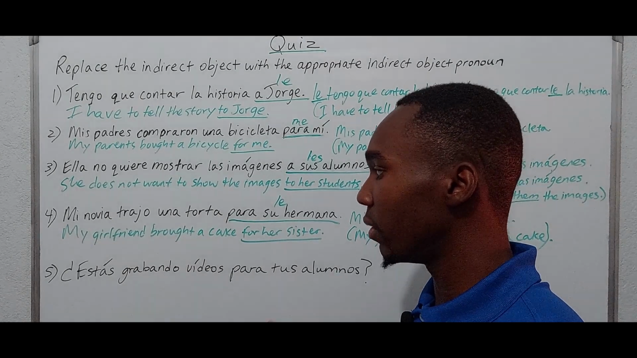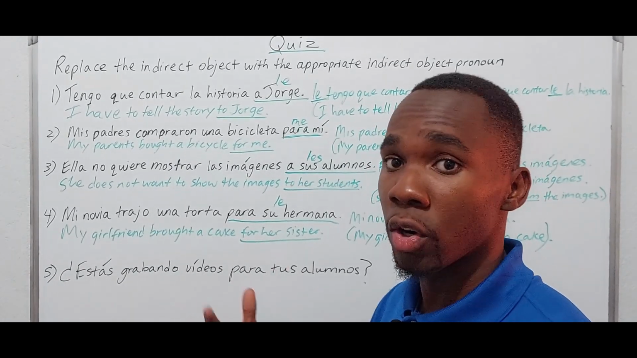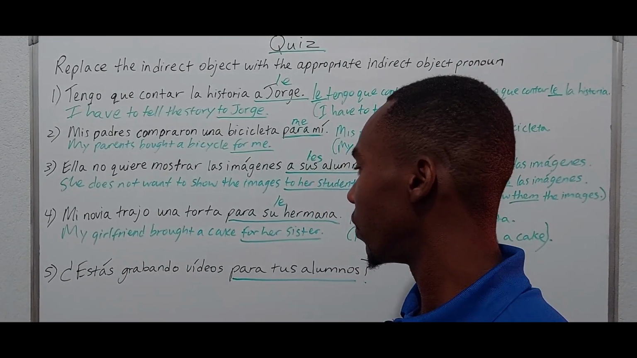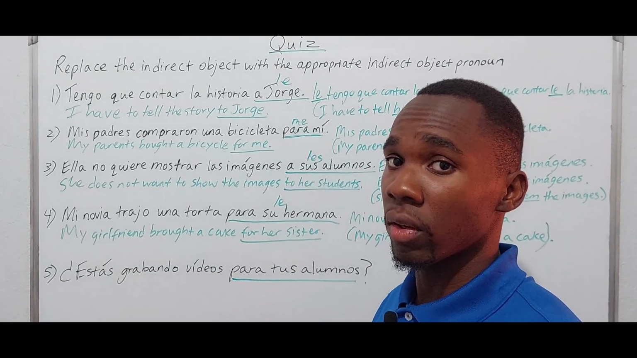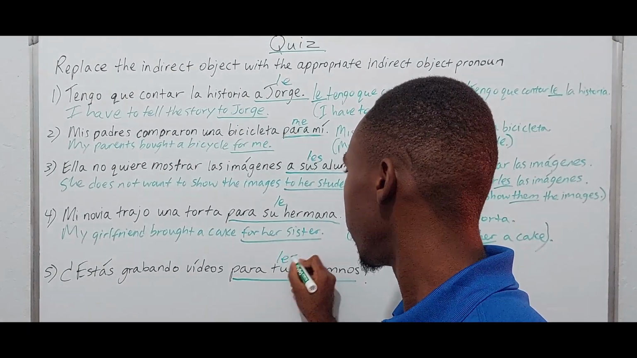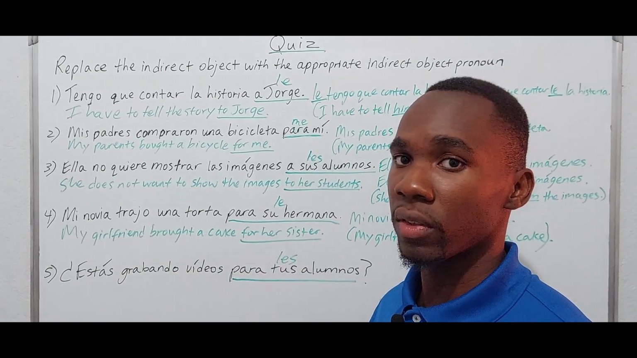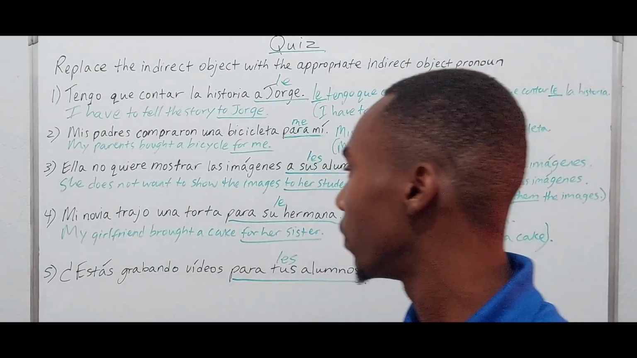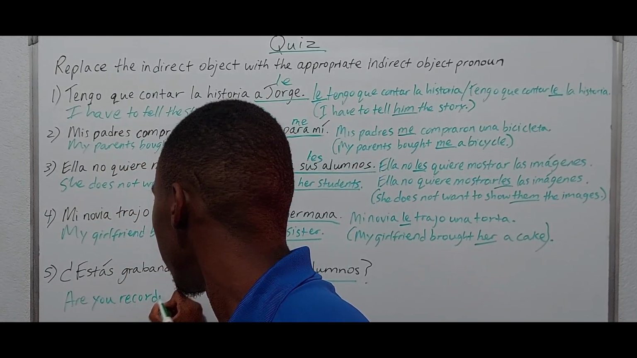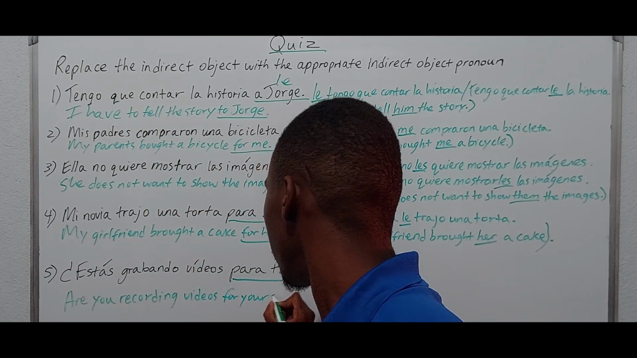All right, and 5, estás grabando videos para tus alumnos. So what is being recorded? Videos. So that is the direct object. For whom? Para tus alumnos. For your students. And because students are plural, and it will be third person, it will be les, right? So les. Since you have a gerund, there are two places, of course, that the indirect object pronoun can occur, right? So are you recording videos for your students?